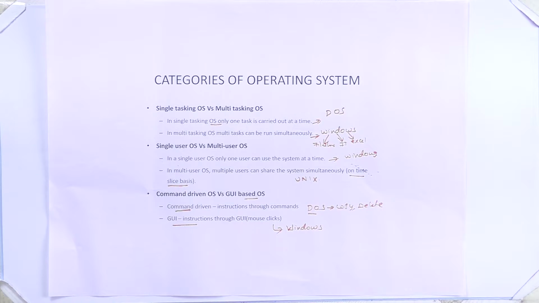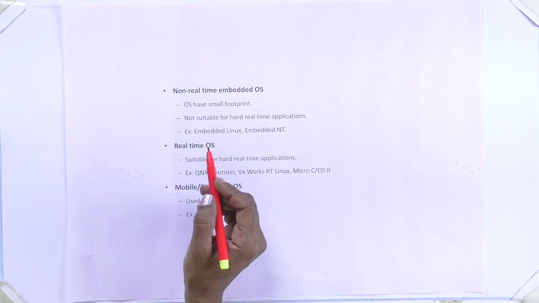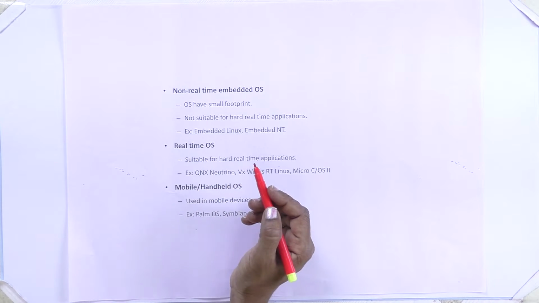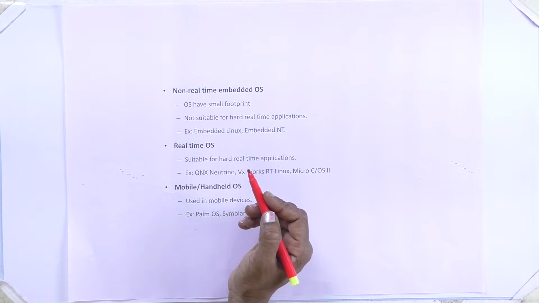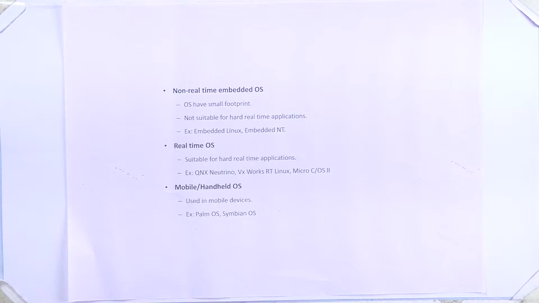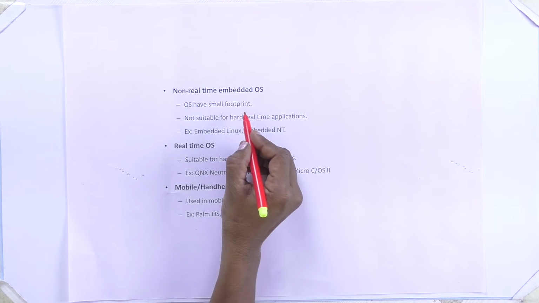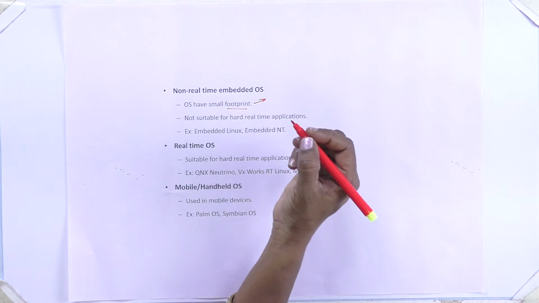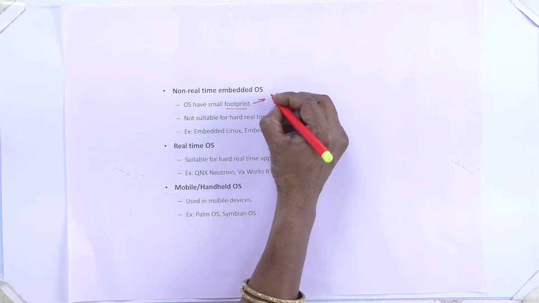GUI-based OS. As we are discussing the OS, we need to know what are the non-real-time OS, real-time OS and the mobile handheld OS. Non-real-time OS will have a smaller footprint. Footprint is the memory where the OS is loaded.